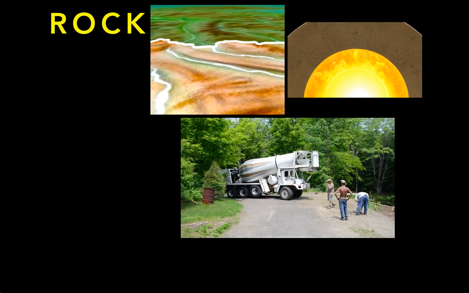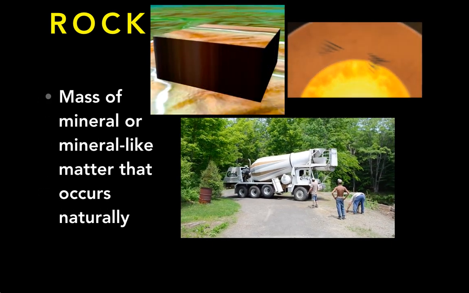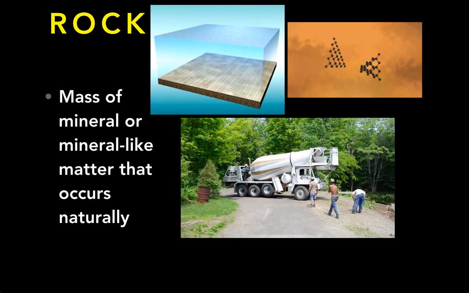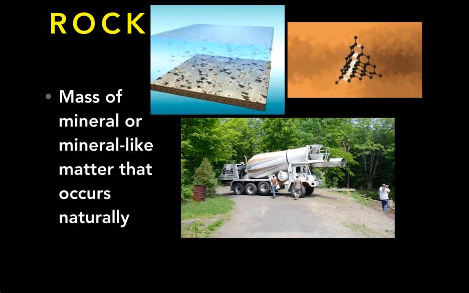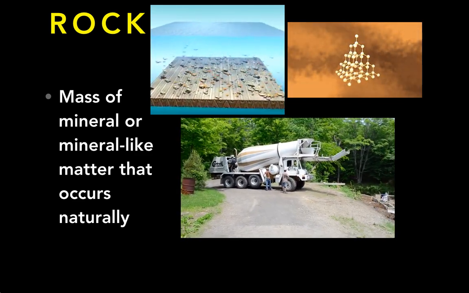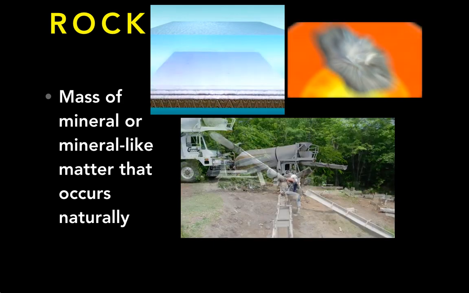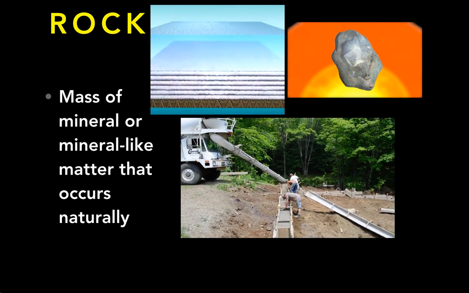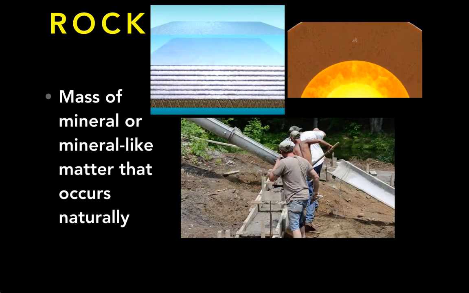So what's a rock? Well, pretty simply put, a rock is a mass of mineral or mineral-like matter that occurs naturally. Now, that's the key. It occurs naturally. The rocks we study in this class are all made by nature. As you probably know, there are several rock types that are made by man.